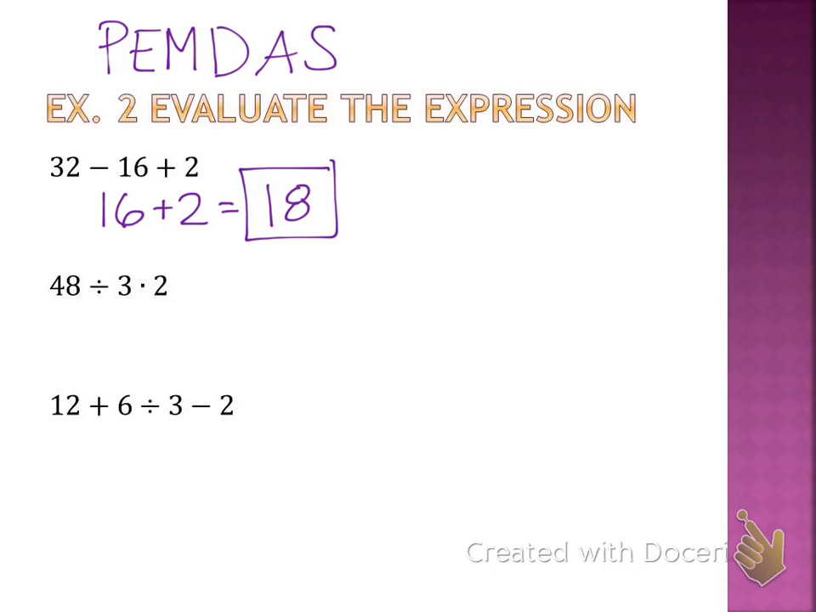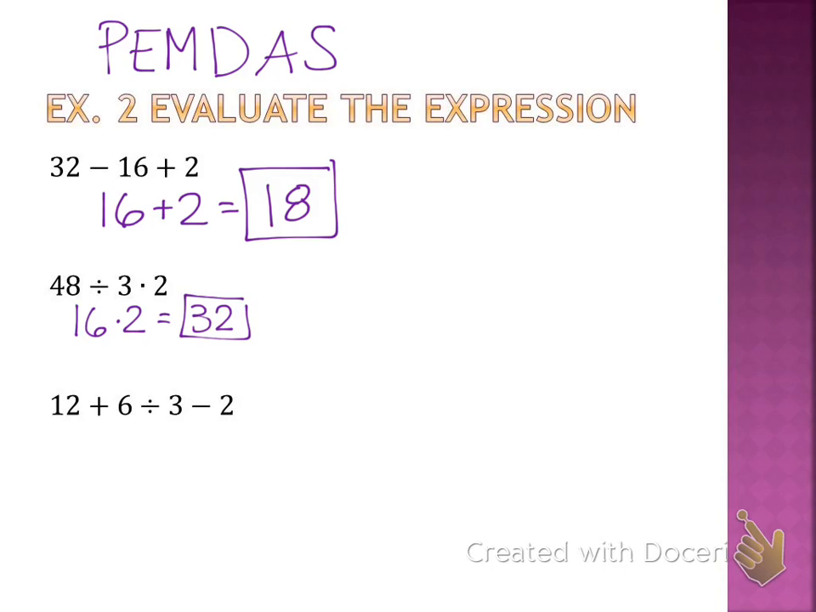If you were to do 16 plus 2 is 18, minus 32 minus 18, you would get an incorrect answer. Okay? Next one. No parentheses, no exponents, but I do see multiplication and division. So what I want to do is follow my left to right rule. Division comes first. So 48 divided by 3 is 16. So we have 16 times 2, which is 32.